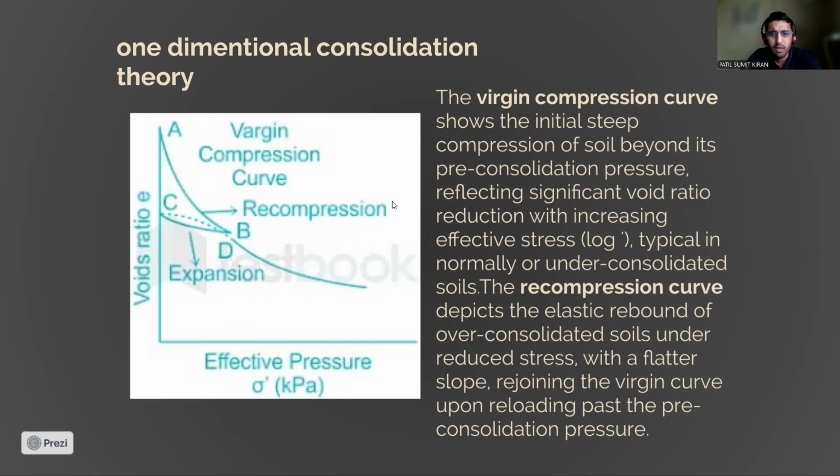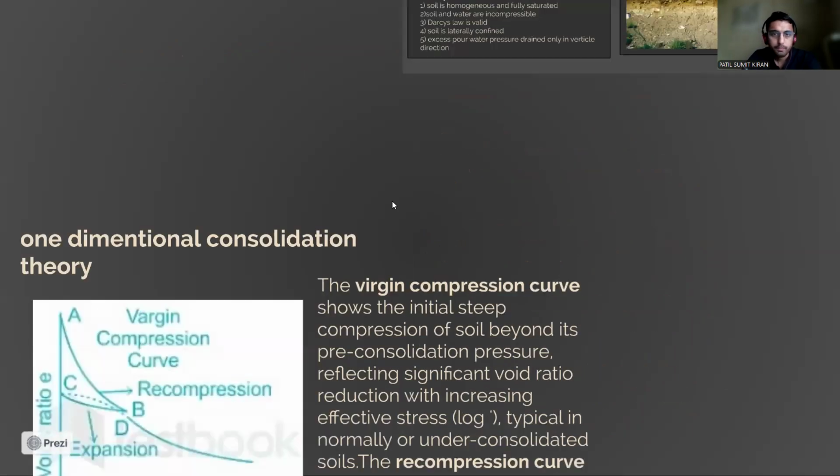So, a recompression curve depicts the elastic rebound of the over-consolidated soil. So, elastically rebounding, the soil again increases its volume. So expansion can be seen in the recompression curve, and when load is applied, in the original compression curve, the first curve, because of the load applied the soil volume will decrease. So it can be understood from this graph shown here.